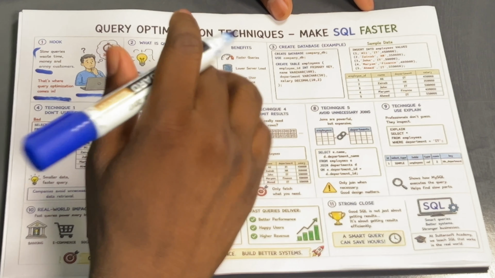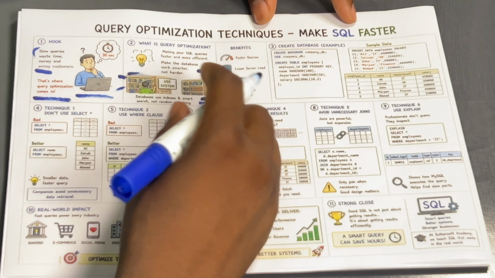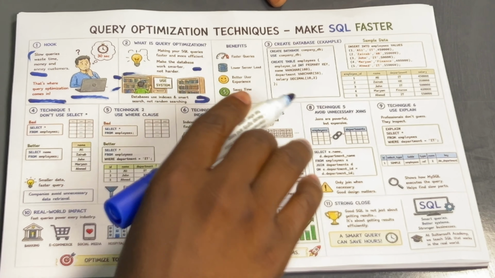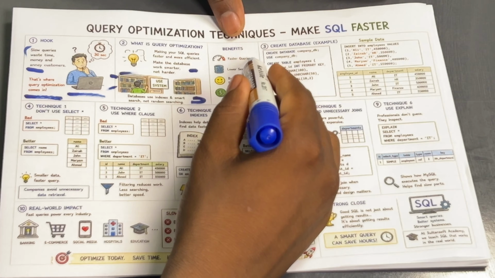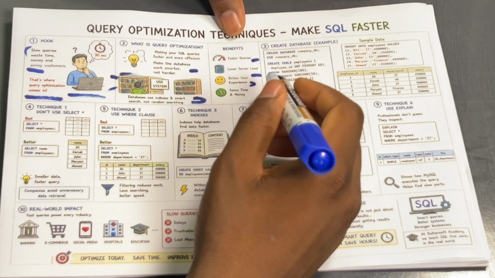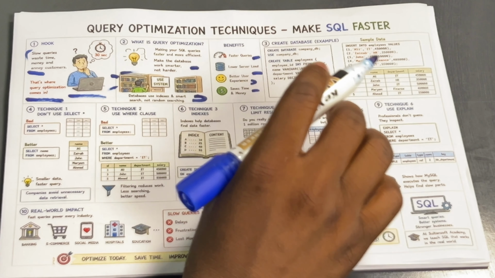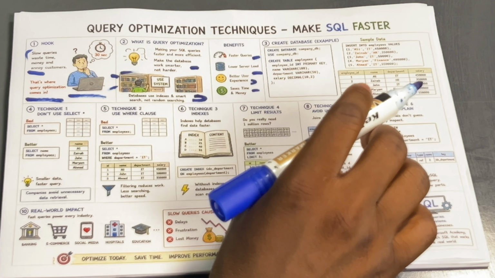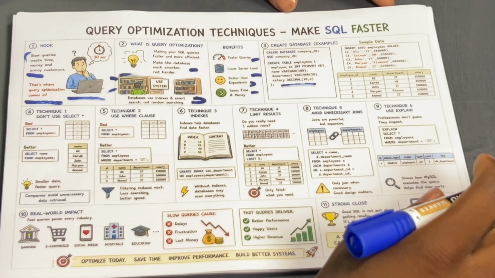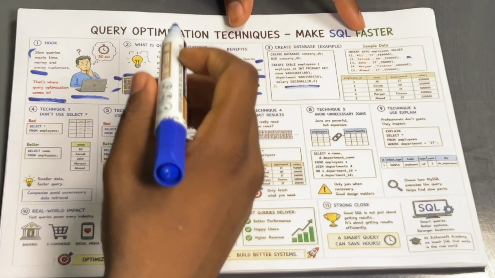Now let's consider a simple example in practical. Let's create a database. Now this is what query optimization is. Remember the benefits: faster queries, lower server load, better experience, and it saves time and money. So now let's have a simple example of creating a database. After creating this simple database, let's consider adding sample data. Now, this is what query optimization means.